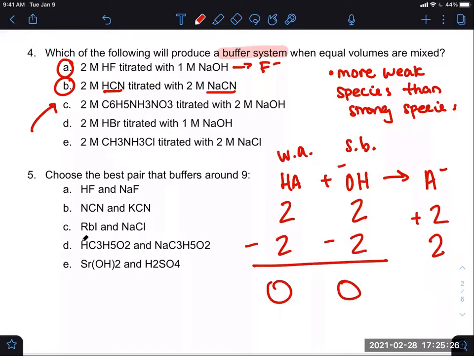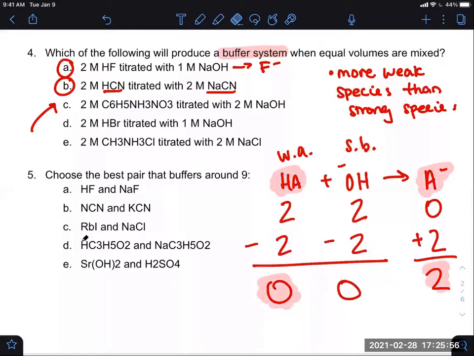I wrote that really weird, but okay. So the reason that C is not a buffer is because this weak acid reacted with this strong base to form only the conjugate, okay? Only the conjugate. We have no acid left over, 0. We only have the conjugate base.